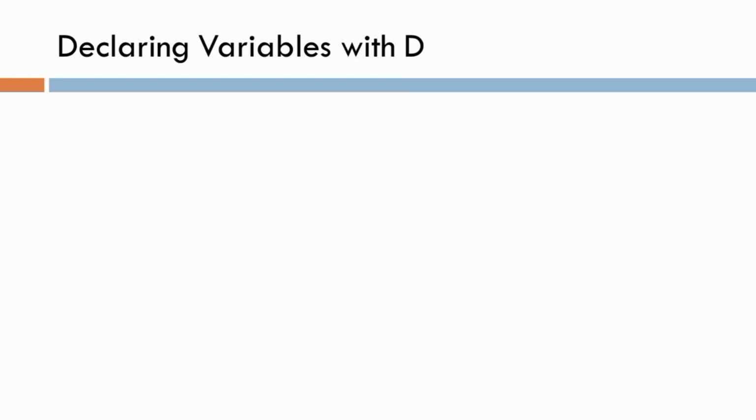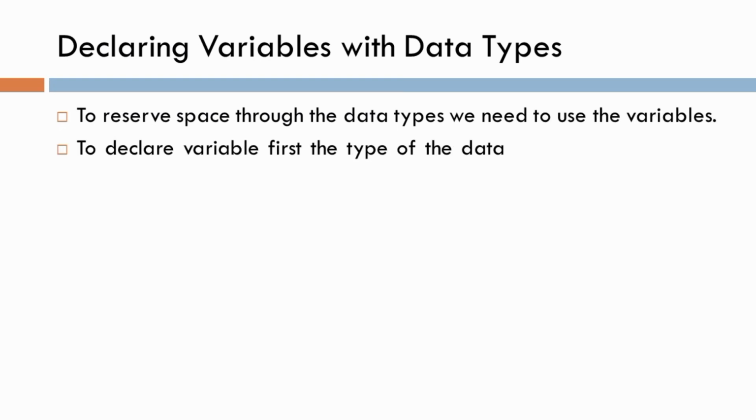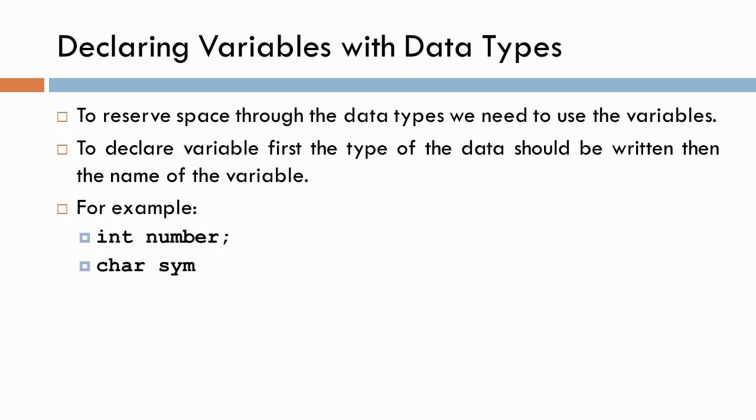Next, what is the way of declaring variables through data types? To reserve space through data types, we need to declare a variable. To declare a variable, first the type of the data should be written, then the name of the variable. For example, int number. Here int represents the type of the data and number shows the variable name.